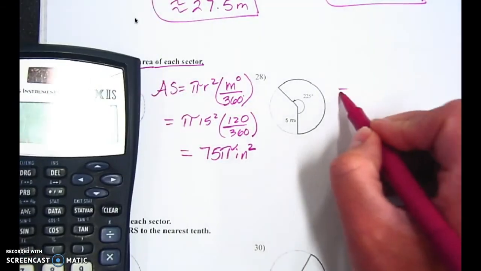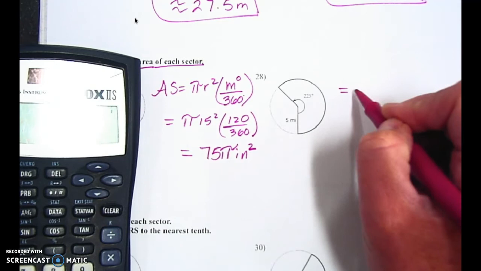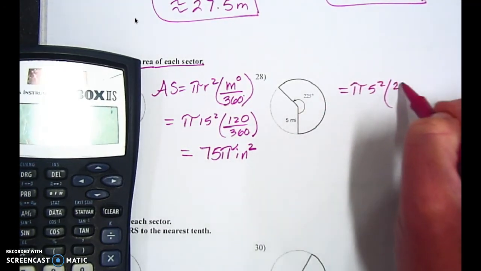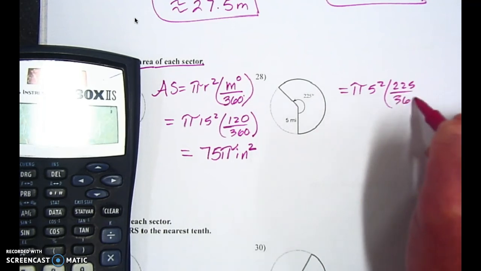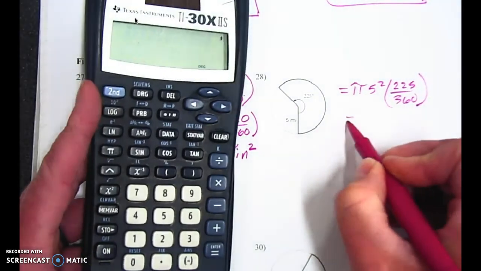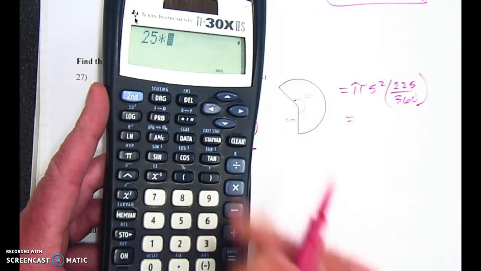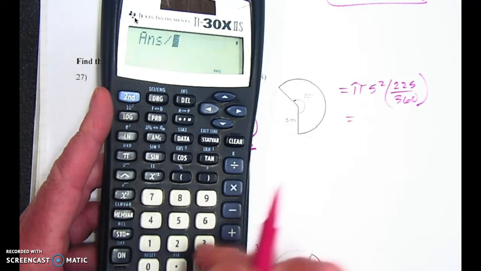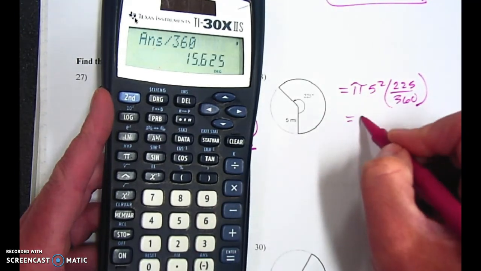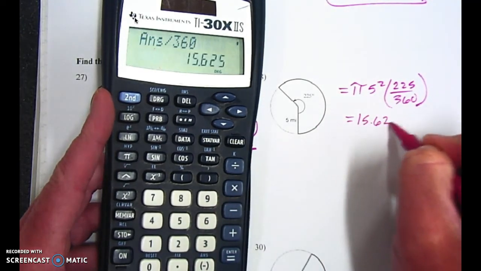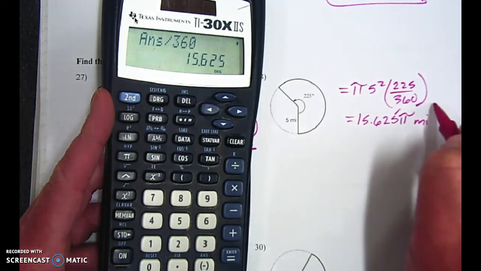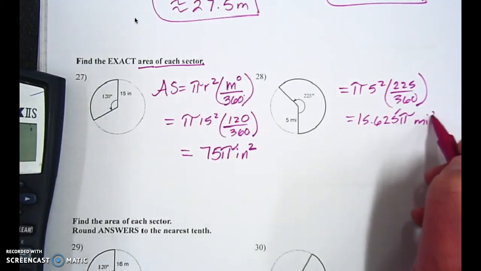All right, same formula over here. This time the radius is 5, so pi 5 squared. The angle measure is 225. So we just plug them in. 5 squared is 25, so I'm going to go 25 times 225. Divide that by 360. So I've got 15.625 pi, and that's miles squared because it's area.